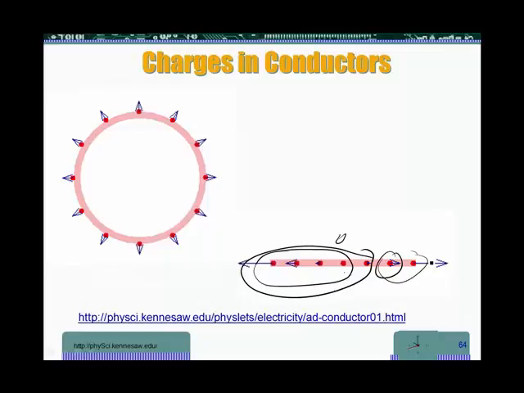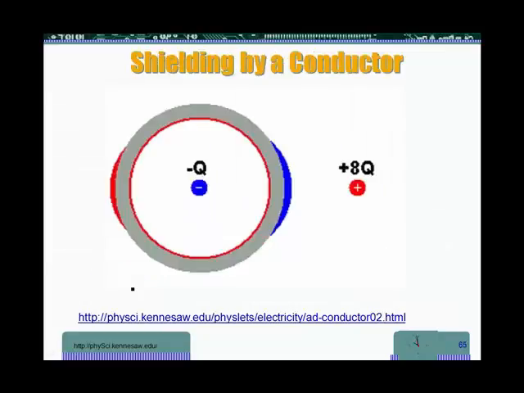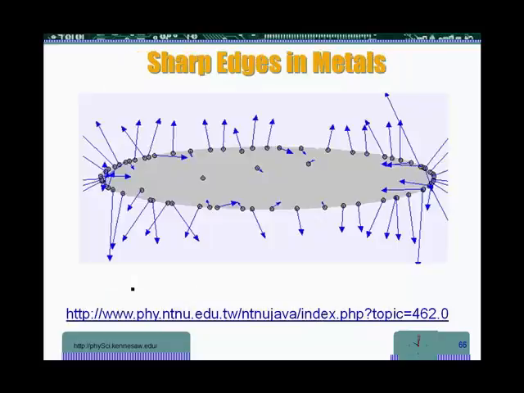So what's the net effect of that? The net effect is I'm going to have charges piling up at both ends, instead of being spread out evenly, like in the case of spherical symmetry. Actually, this is misplaced. Let me jump here first. That's why charges are going to accumulate at sharper edges.